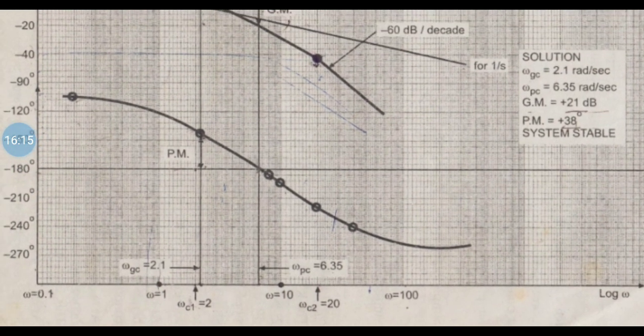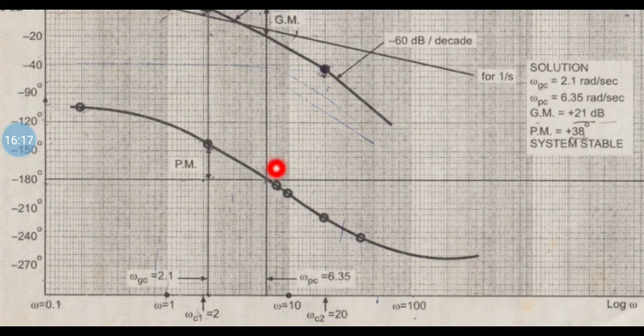Similarly, omega PC, where the phase plot crosses minus 180 degrees, that frequency is omega PC. I think this is 2, then 3, 4, 5, 6, 6 point something, 6.35 radians. So omega PC is 6.35 radians.